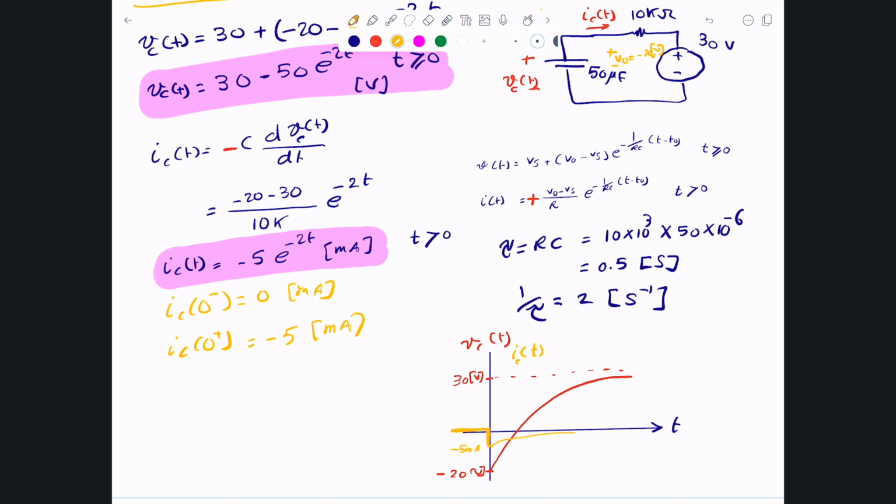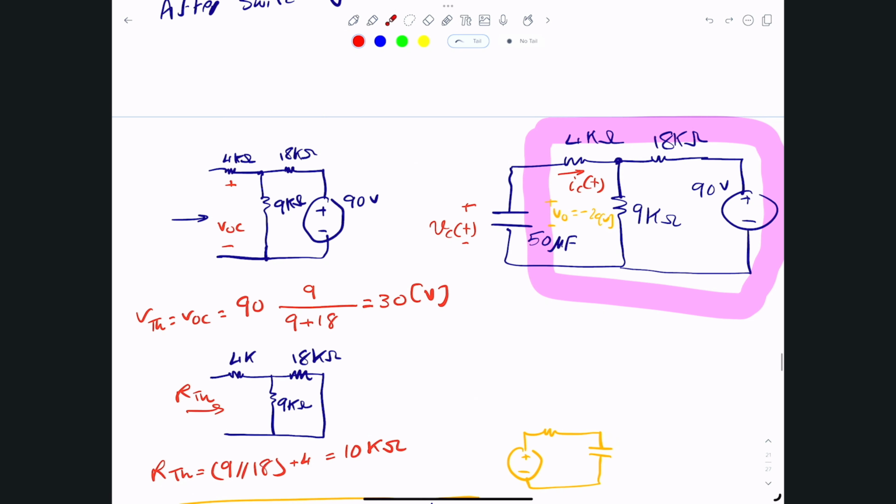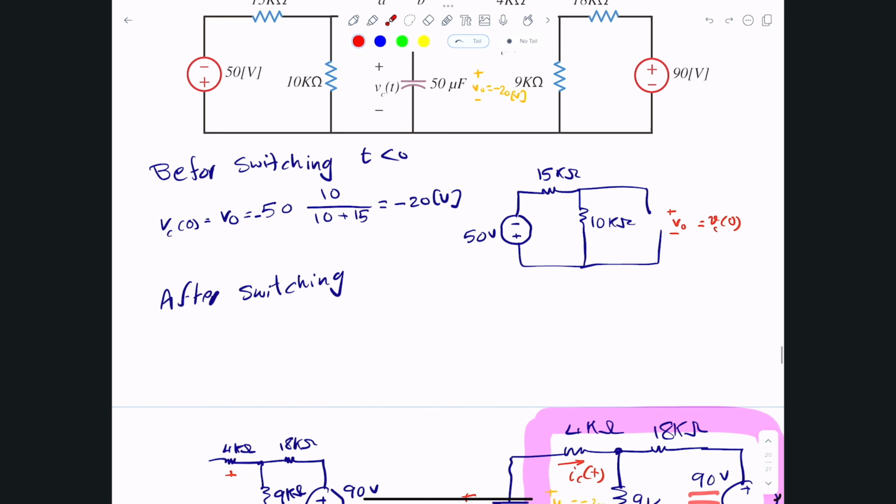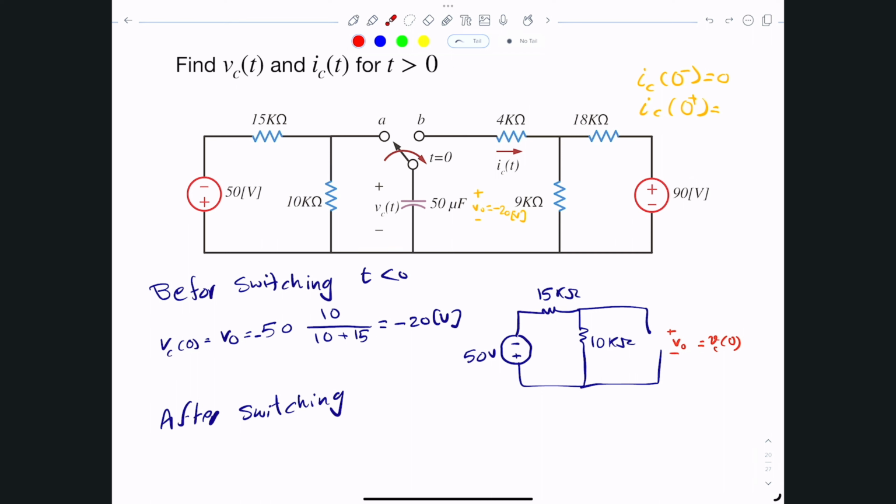So this is still a step response because the voltage across the capacitor jumped from -20 all the way to 30 volts. So it's actually a step response. This 30 volts, which initially we looked at as a 90 volt source, because of the Thevenin equivalent, actually gives energy to this capacitor in here.